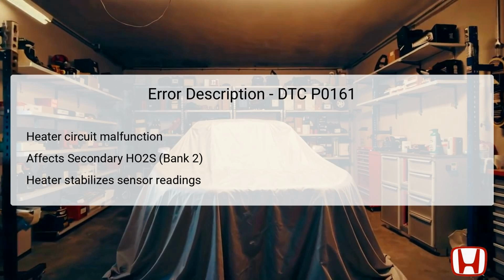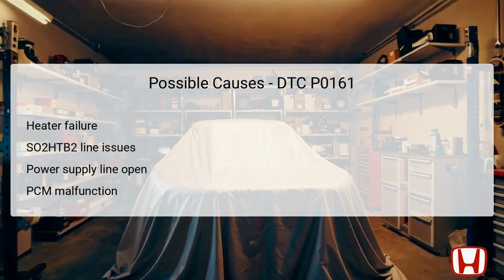The PCM, or Powertrain Control Module, regulates this heater's function. Thus, any deviation in its amperage draw indicates a malfunction. This could be due to several factors, which we will explore in the following slides. There are several possible causes for the DTC P0161 error related to the front secondary heated oxygen sensor.